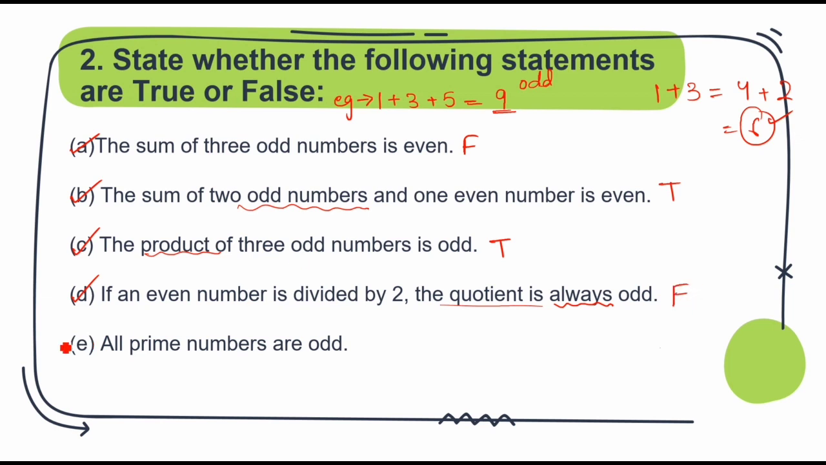Okay, now the E part says all prime numbers are odd. All prime numbers are odd. Okay, think a little bit and tell me, is it a true statement or a false statement? Okay, for the students who are saying that it is false, that's absolutely correct. It is a false statement. Now see how it is false. If I start with the prime numbers, the smallest prime number is 2. And you have to remember this exception.